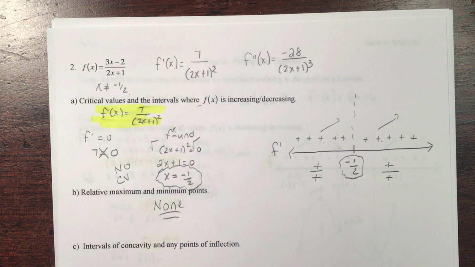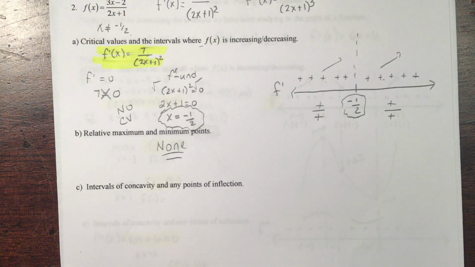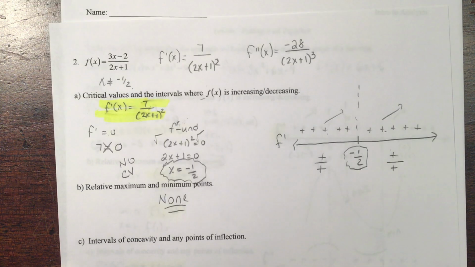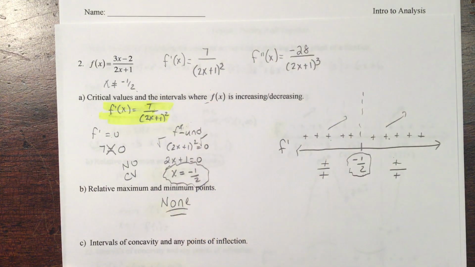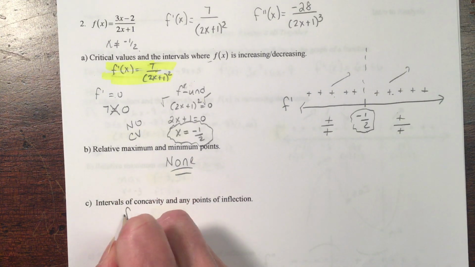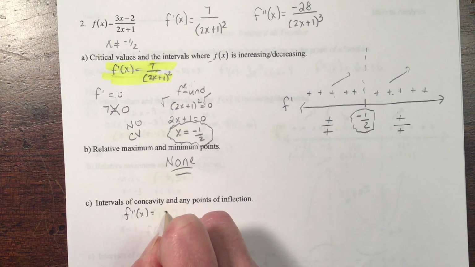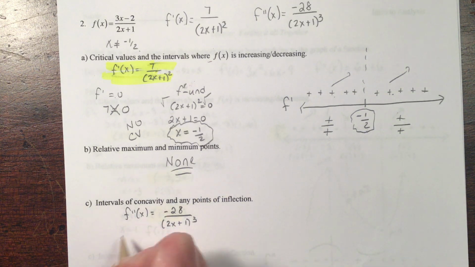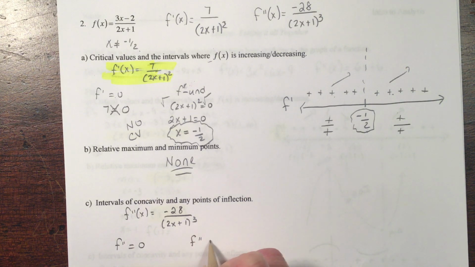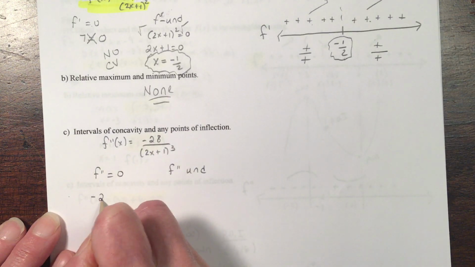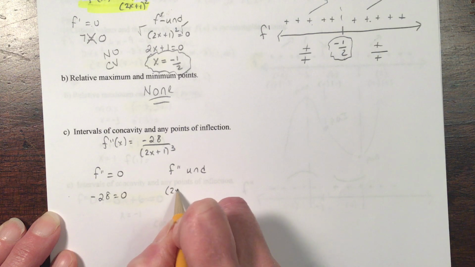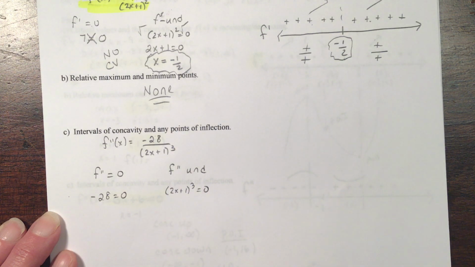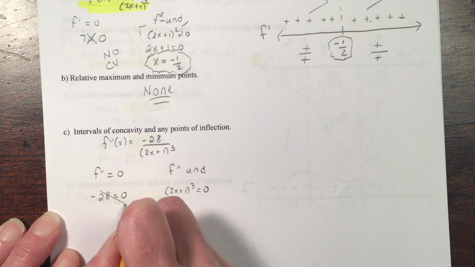Don't worry about that. Talking about intervals of concavity and any points of inflection, now we're going to go ahead and analyze our second derivative. It's a rational function, so I have to look to see if there's anywhere where the second derivative equals 0 or the second derivative is undefined. Set the numerator equal to 0, set the denominator equal to 0. Doesn't happen.